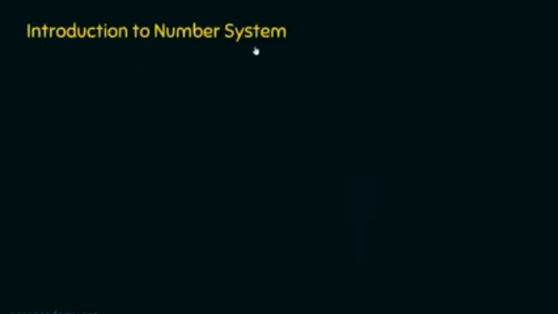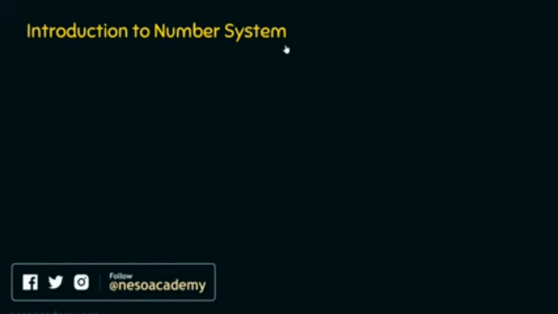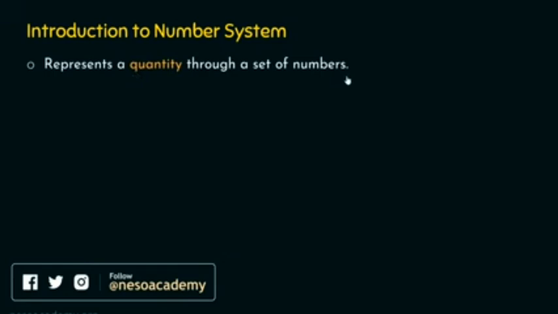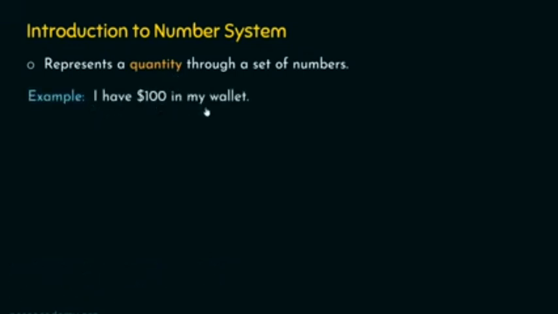So what is a number system? A number system is a system that represents a quantity through a set of numbers. For example, I have $100 in my wallet. So currently in my wallet, I have $100. So I'm representing the money in my wallet by the number 100. So the quantity is represented through this number 100. So in this way, I can represent the money in my pocket by this number 100.